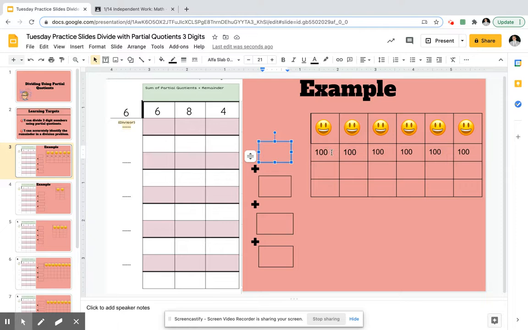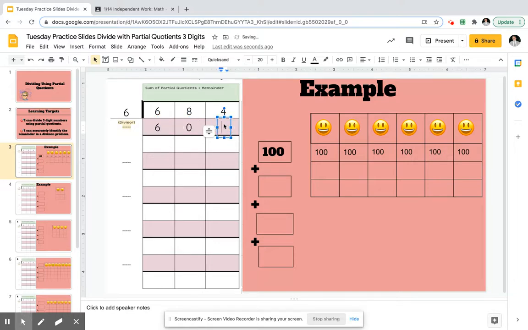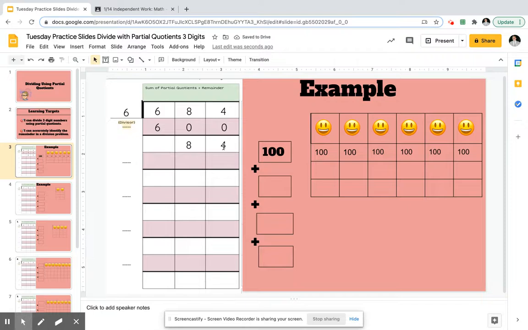Okay, because I gave each friend 100, I need to document that here on the right-hand side of my problem. So I'm going to write 100 over here on the right. I gave them each 100, but I gave away a total of 600 Skittles. So I'm going to write 600 underneath the total amount I started with, 684. Now I'm going to subtract by bringing down the 4, bringing down the 8, and my 6's cancel out. So now I have 84 Skittles.